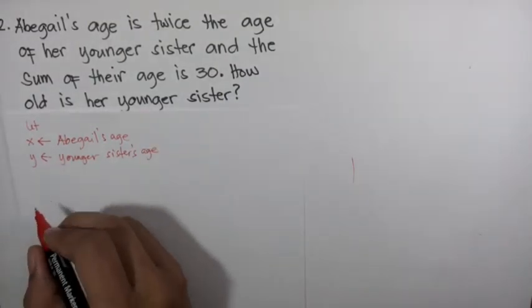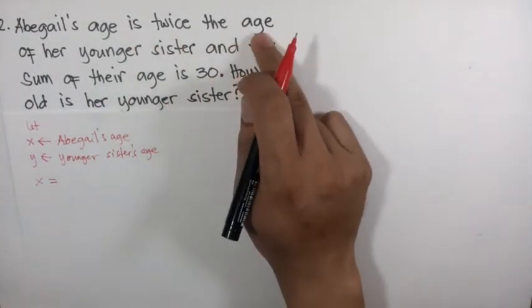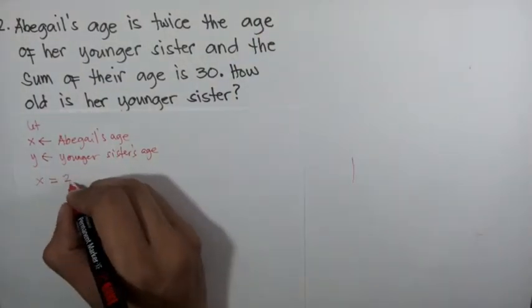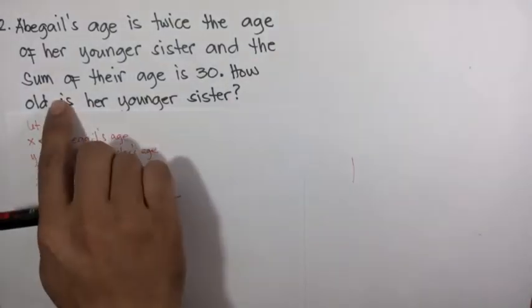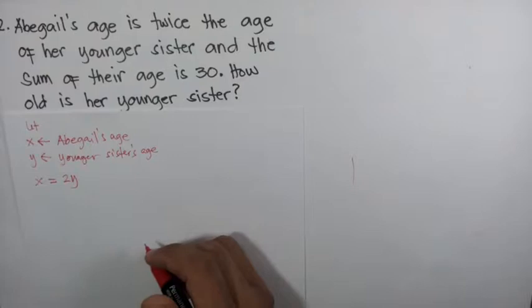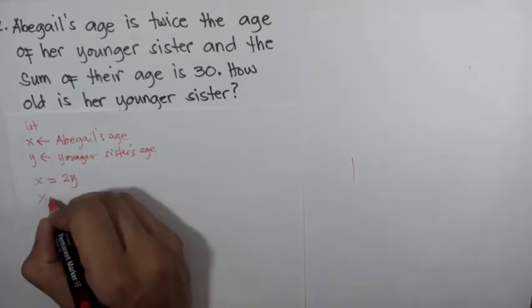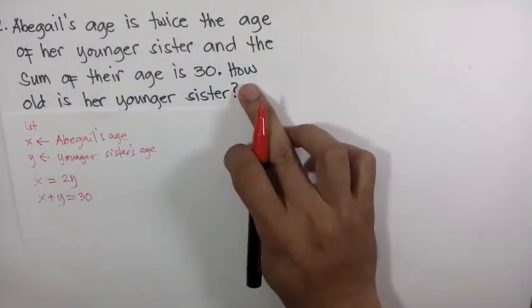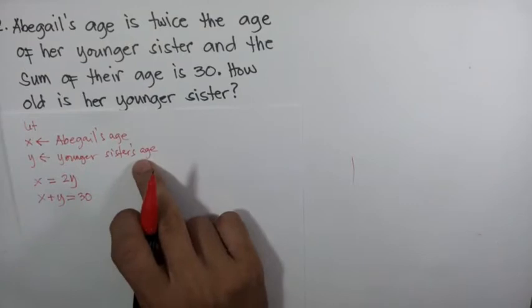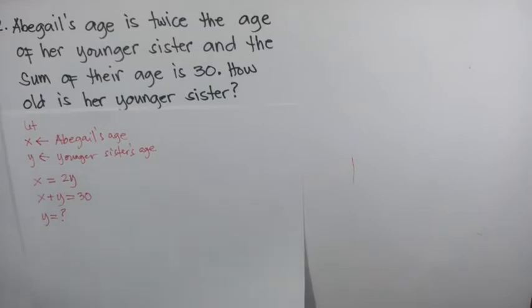Now, let's go back. Abigail's age, it's x, equals twice the age of her younger sister. So twice the age of her younger sister, which is y. And the sum of their age is 30. So sum, it's the answer for the numbers that you are going to add. So the sum of their age, x plus y, equals 30. Now what is the question? How old is her younger sister? So younger sister is y. So the question is y. You're going to solve for y just later on.